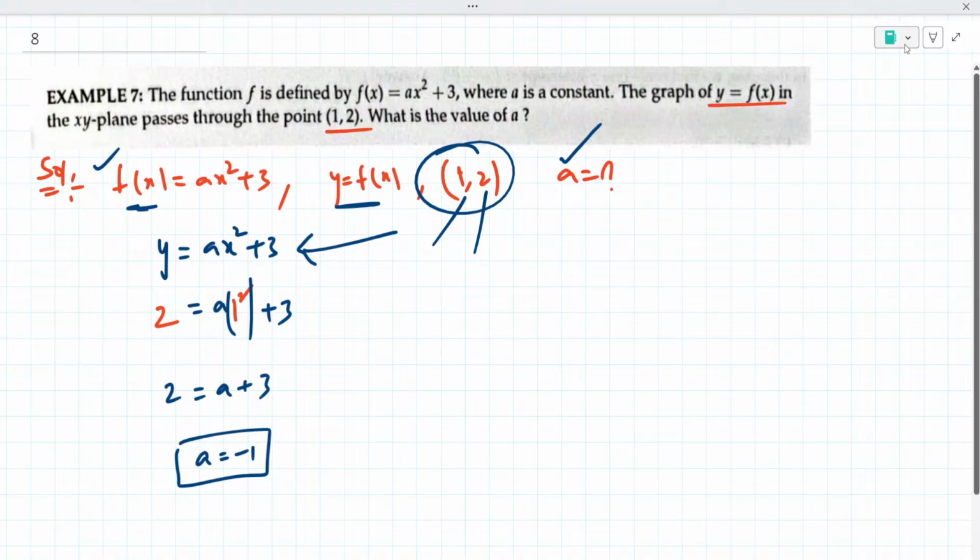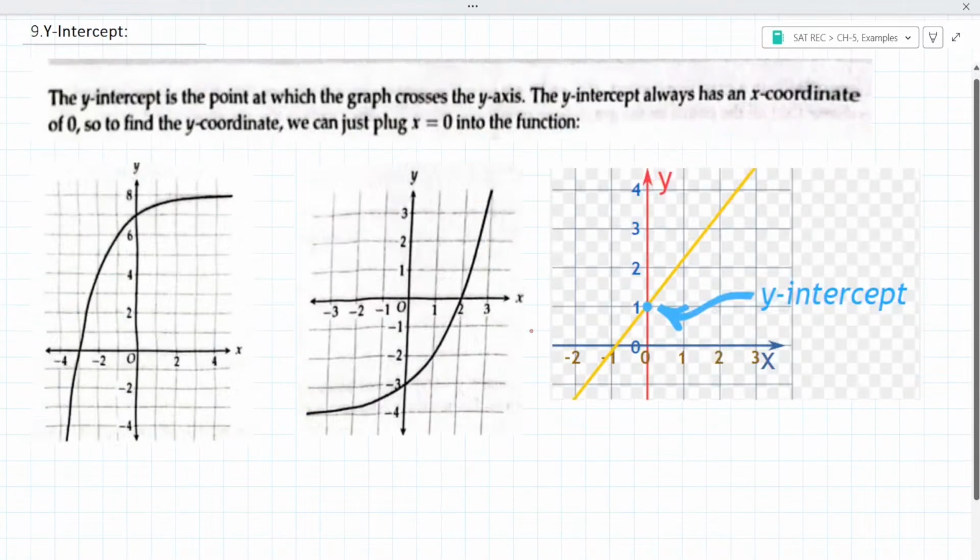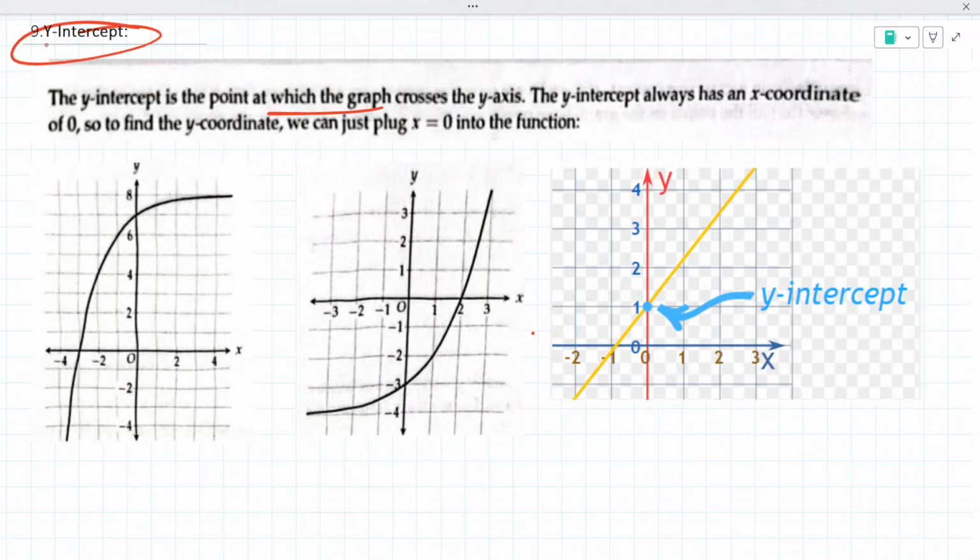Yes, let's go for the next question. Now it's about the y-intercept. What do you mean by y-intercept? The y-intercept is the point at which the graph crosses the y-axis. Where this curve is crossing the y-axis, this is the y-intercept. At x equals 0, y equals 7. So this is called a y-intercept. The y-intercept is nothing but where the curve crosses the y-axis.